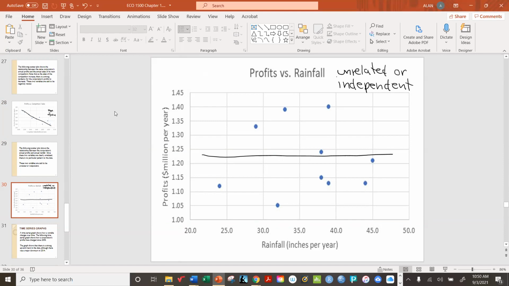Let's say you're Geico and you get this plot with profits and advertising. No, because this means you're wasting your money. The amount of insurance people buy does not seem to depend on how much we advertise.